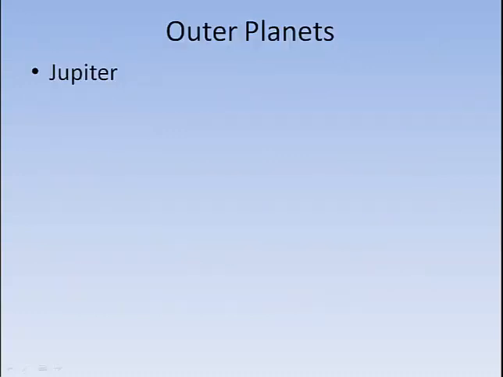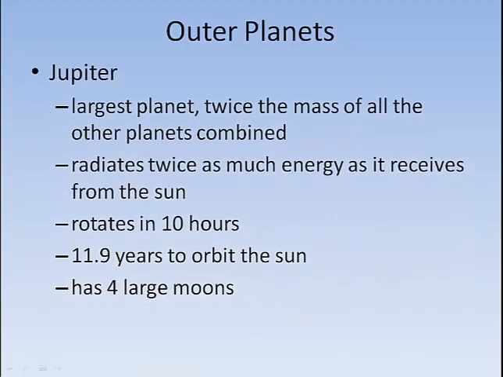All right, let's look at the outer planets. We're going to start with Jupiter, which is the closest outer planet. It's the largest planet in our solar system. It weighs as much as, or twice as much as all the other planets combined. If it was 10% bigger, it would have formed a small star. It's that big. It rotates in 10 hours.